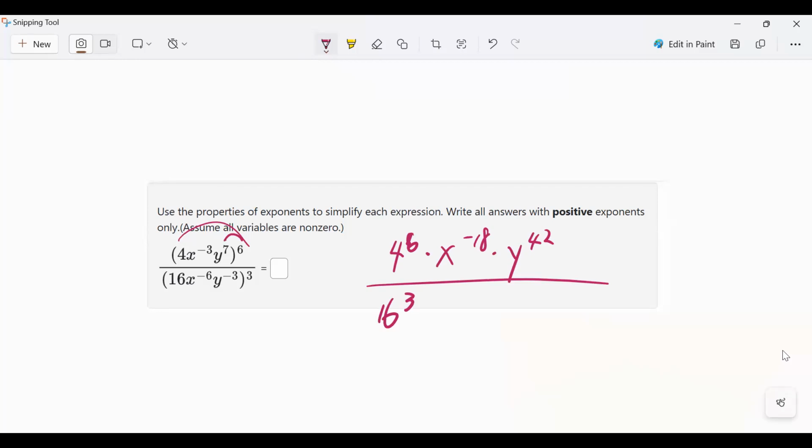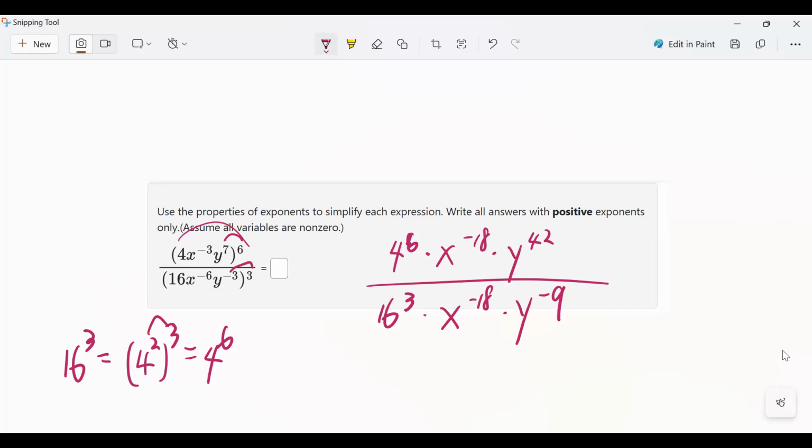If you look at that, 16 to the third is actually the same thing as 4 to the 6, because 16 is 4 squared, to the third. So it's 4 to the 2 times 3, which is 6. That's why these two will cancel each other. And then x to the -6 times 3 is -18. y to the -3 times 3 is -9. As I mentioned, 16 to the third is the same as 4 to the 6, and we're going to cancel that. These two are the same. Same thing, x to the 18 and x to the -18 get cancelled.